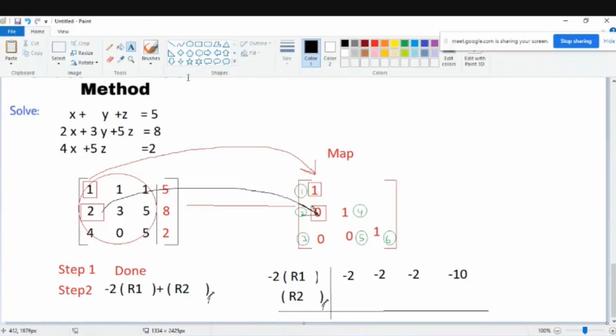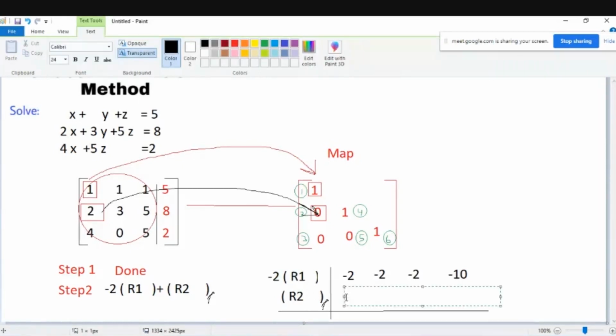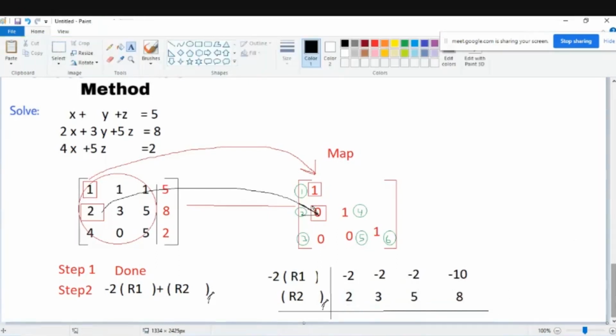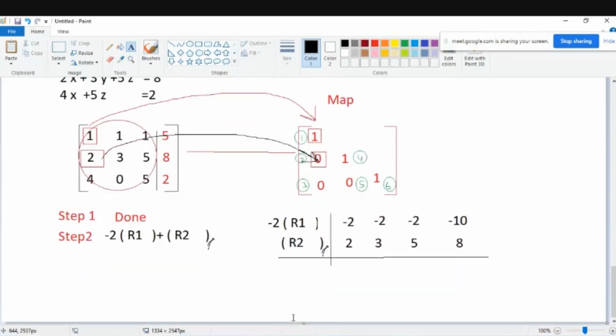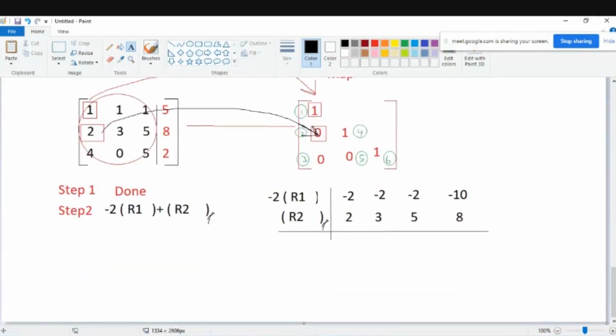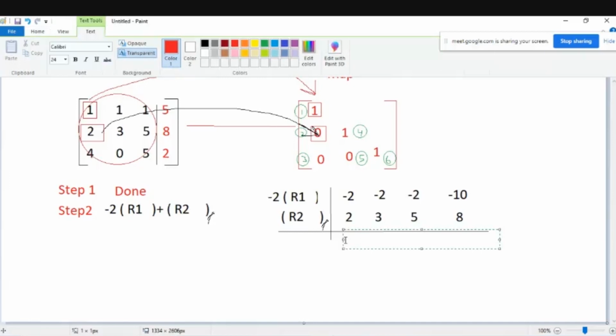Then what about R2? I will copy just R2 the same. I will not make any change. I will just copy it from there: 2, after that 3, after that 5, after that 8. You're right. Now try to add them together. When you add them together, they will give you what? 0. Correct.